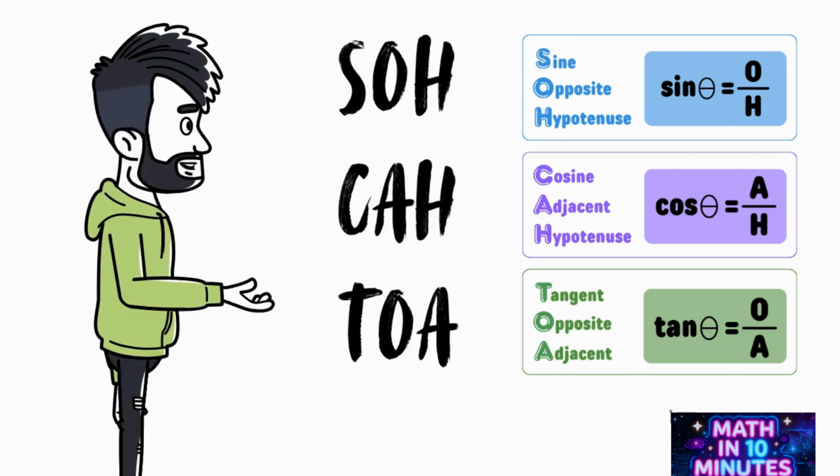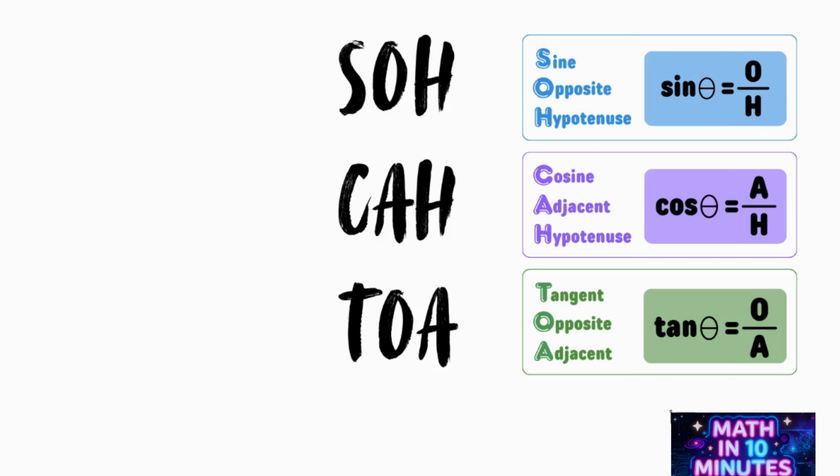Let us begin. So, S stands for sine. O is opposite, H is hypotenuse. So sine is opposite over hypotenuse. And then the same logic here. Cosine is adjacent over hypotenuse. Tangent is opposite over adjacent. Basically, SOHCAHTOA: sine, cosine, and tangent.